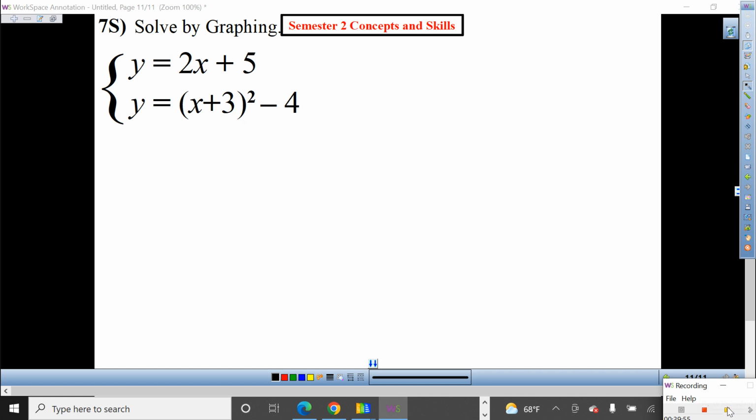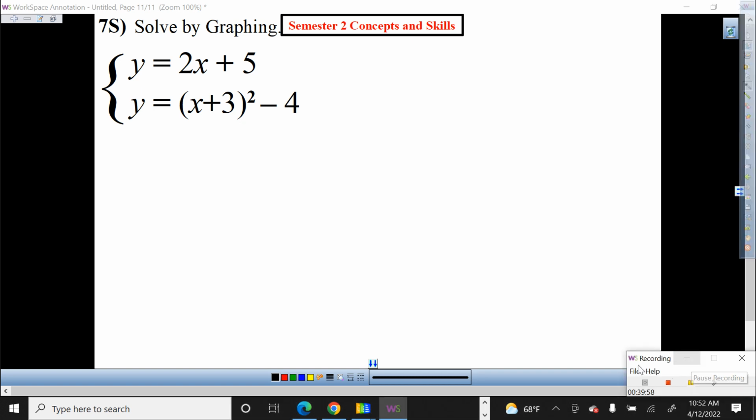Pause the video for this. All right, so for this one, once again, as you get started, where are you going to start for the first one? You're going to start at positive 5. And what is the slope? 2 up and 1 to the right. That's how you get all your points graphed. And of course, you're going to use the transformation for the parabola, so you can graph that, and so on and so forth.